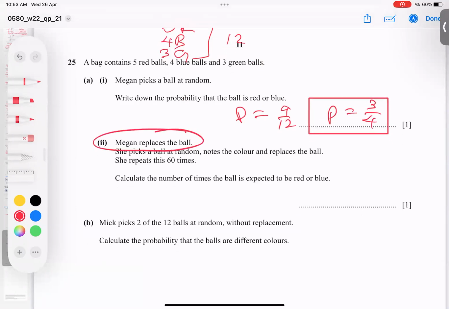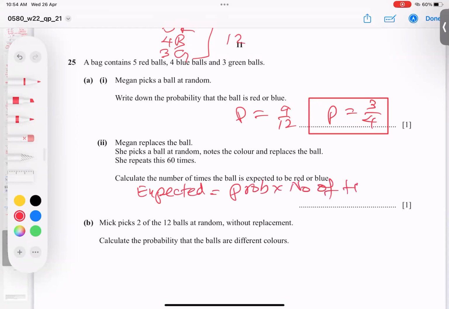M replaces the ball, and she picks a ball at random, notes the color and replaces it back. Repeat: pick a ball and replace it again, repeated 60 times. Find the expected number of times. What is the expected value formula? The expected value formula is probability multiplied by the number of times. So this is the formula.